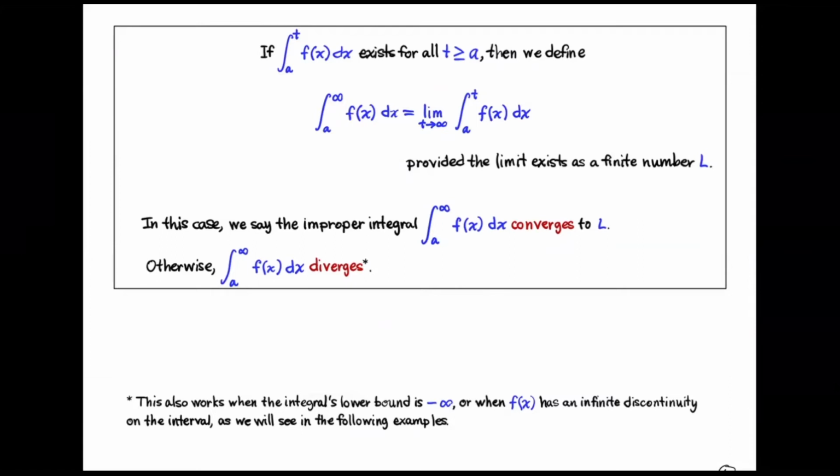Now we know with limits, you don't actually get to that value, you just get closer and closer to that value. And so here we wouldn't say converges at L. We don't actually get to L, we're converging to L.